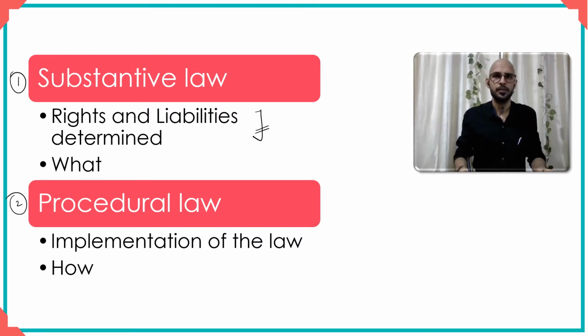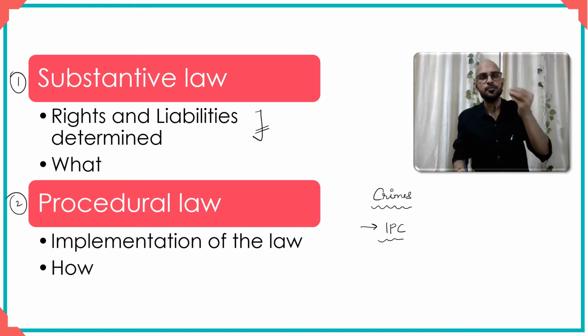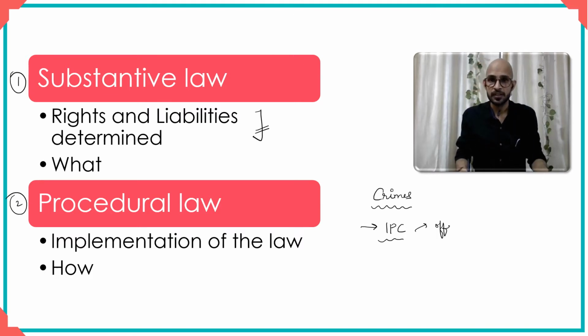Let me give you an example. If I talk of the law of crimes, or if I talk about the Indian Penal Code, the IPC 1860, then you will find that various provisions in the IPC tell you what the name of the offence is, what the ingredients of the offence are, and then you are told what the punishment is. In other words, it determines what the liability would be, right?